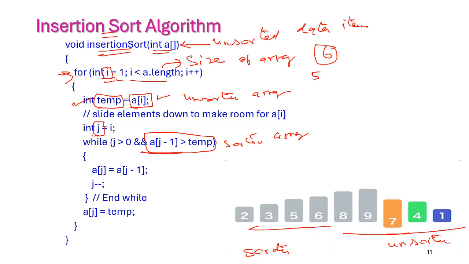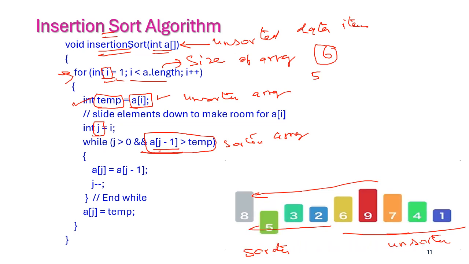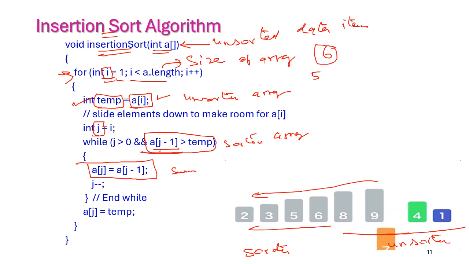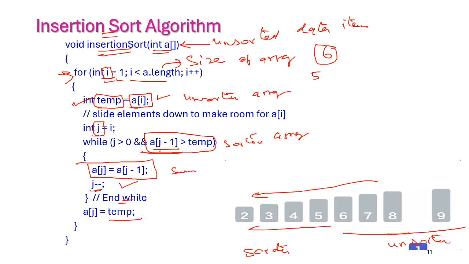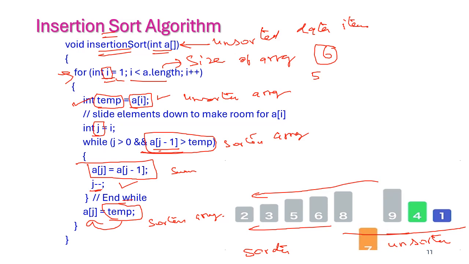See, the data item will be compared from the last item to the first item. If the temporary is greater than a of j minus 1, then these two data items will be exchanged or swapped, and j will be decremented by 1. And finally, the temp value will get its right place in the sorted array. So this is the algorithm for insertion sort.